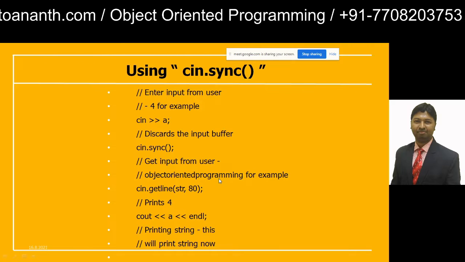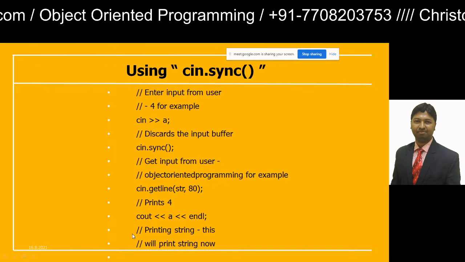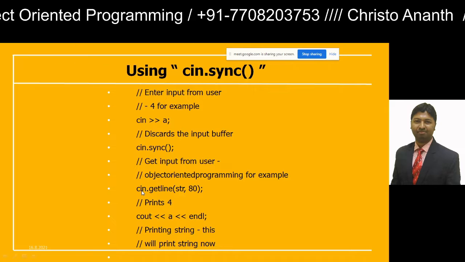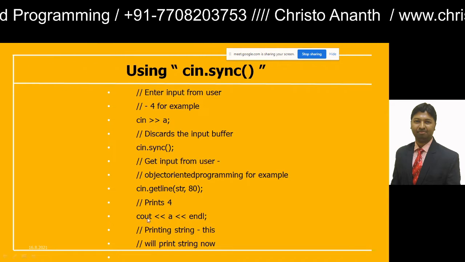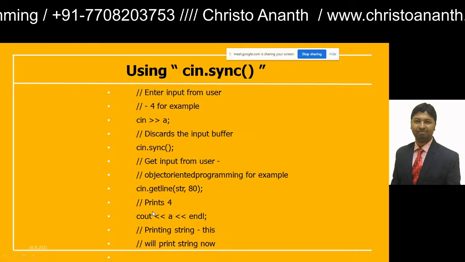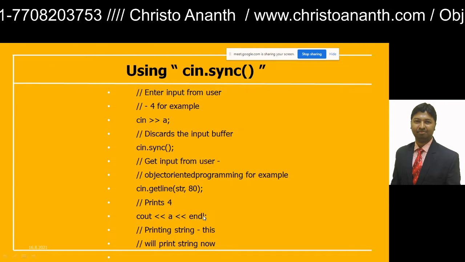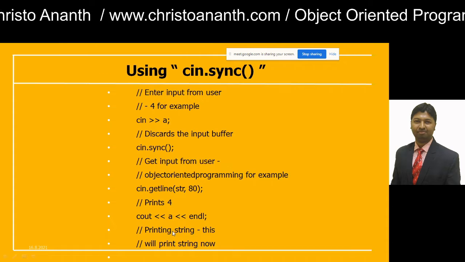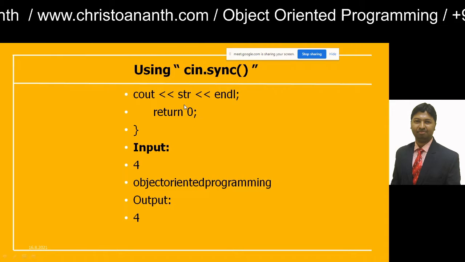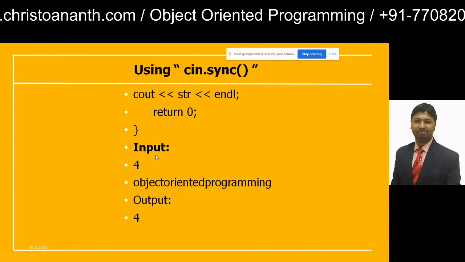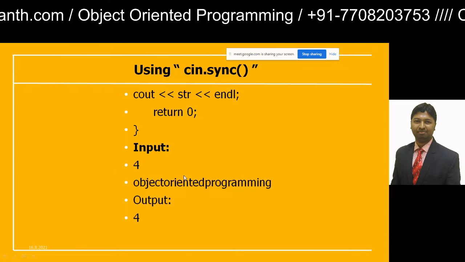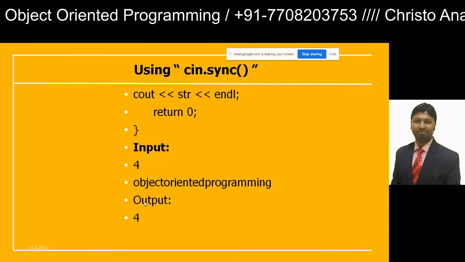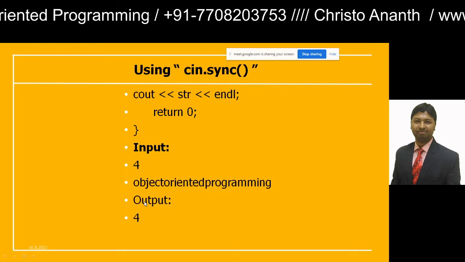Like for example, object-oriented programming. So that's the reason you go for cin.getline string, 80, and it is going to print 4. So cout a endl. So it is going to print the string as of now. Cout string and then endl, return. So whenever the input 4 and then object-oriented programming is given, it is going to get the output as 4.